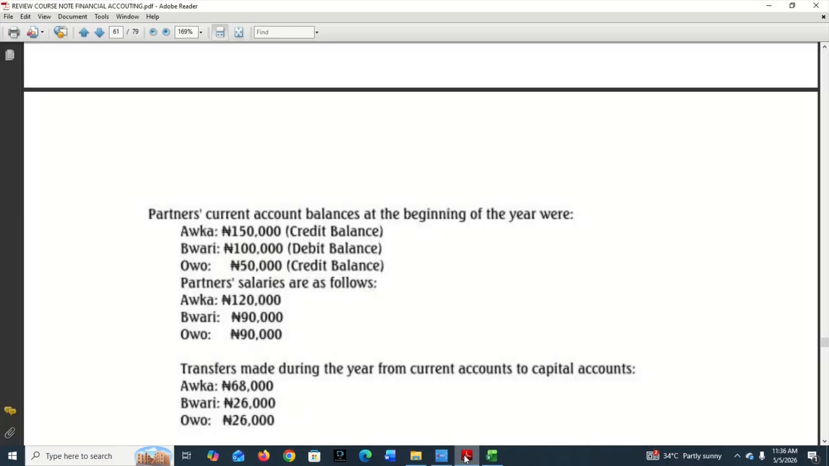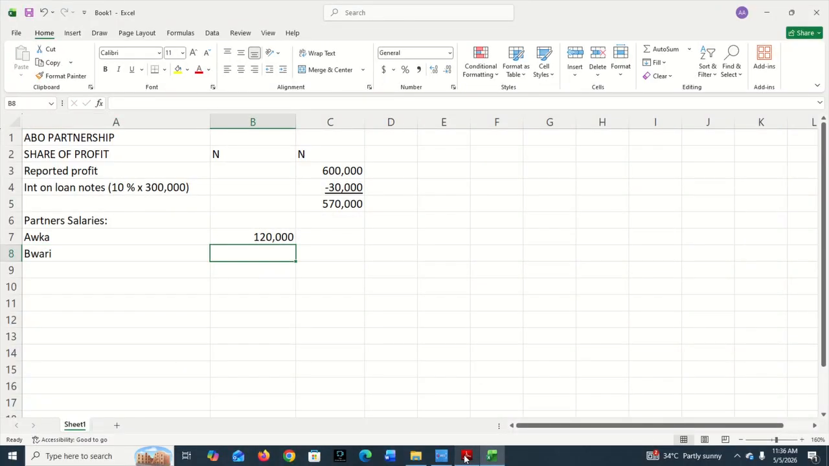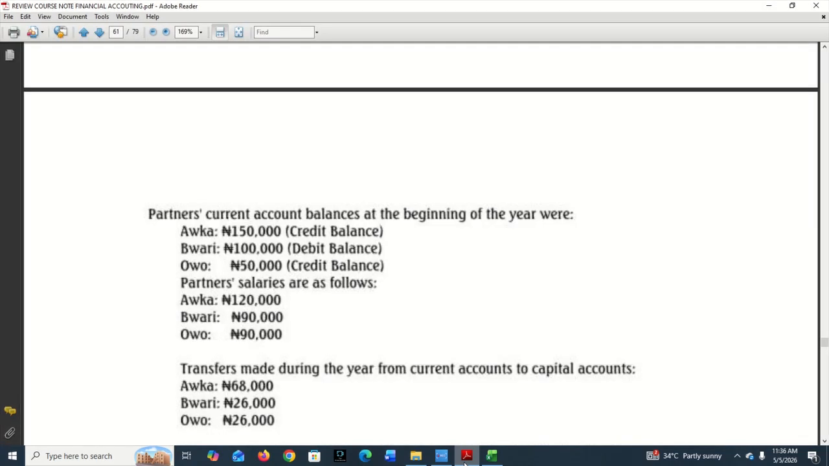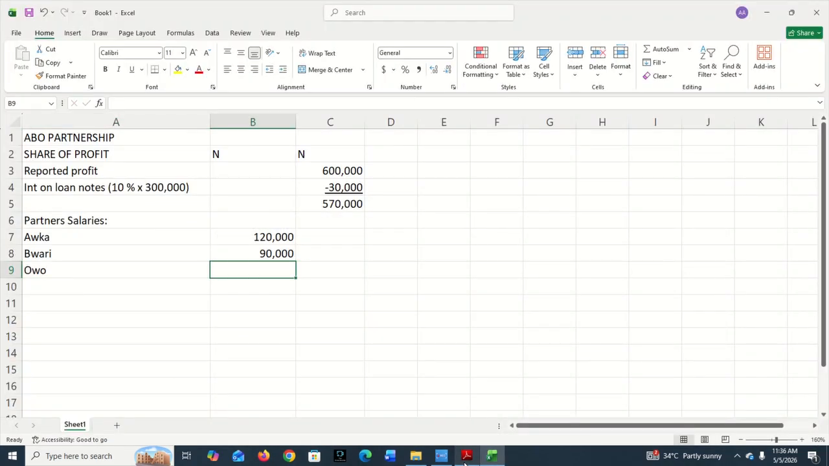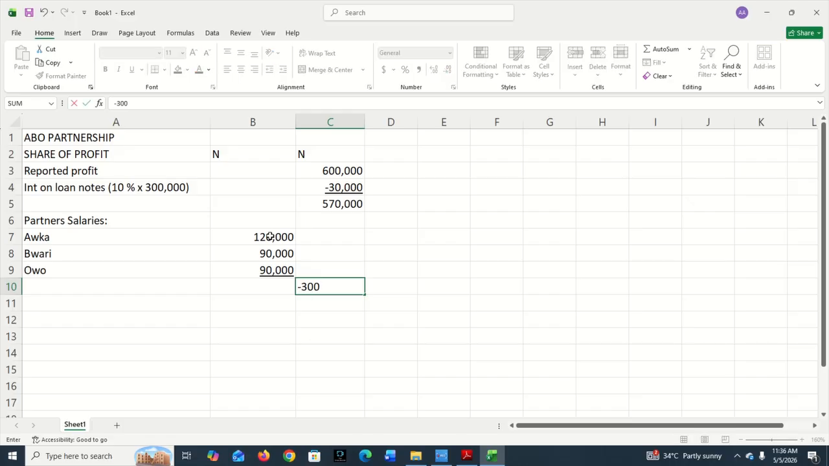Okay, next, who is the next person? You have Buhari. Buhari is how much? Buhari is 90,000. Okay, then next you have Owo. Owo is 90,000. Okay, so let's add. How much is the total? The three will give us 300,000. So after they have taken care of this, what is left is what they will share among themselves, and they've given us the sharing formula. So 570 minus 300 gives us 270,000. This is the profit to be shared.